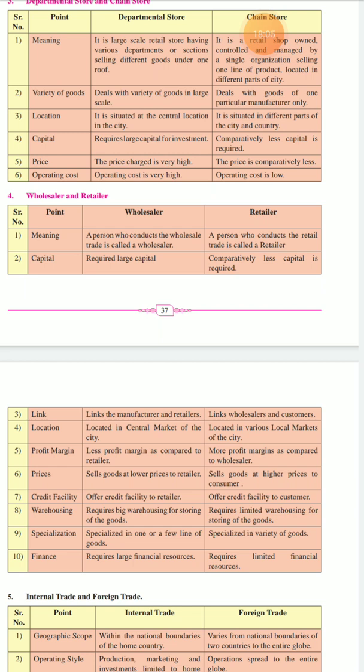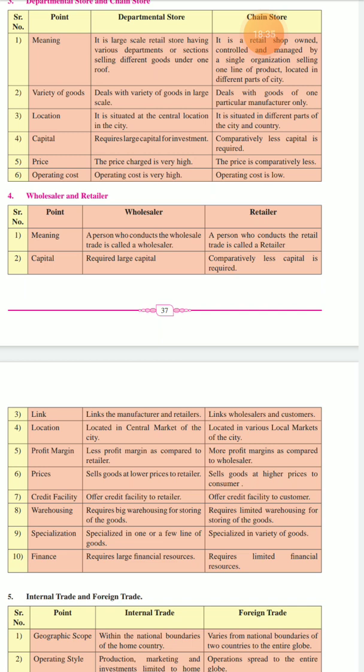Wholesalers are located in the central market of the city, whereas retailers are located in the various local markets of the city. Profit margin: wholesalers have less profit margin as compared to retailers, and retailers have more profit margin as compared to wholesalers. Price: wholesalers sell goods at a lower price to retailers. Retailers sell goods at a higher price to customers.